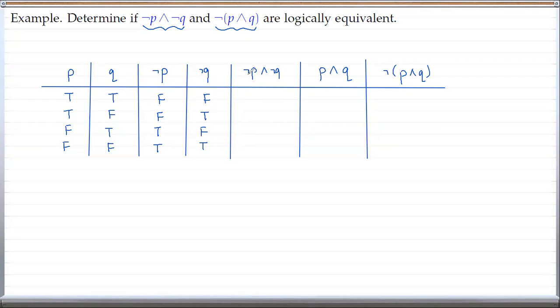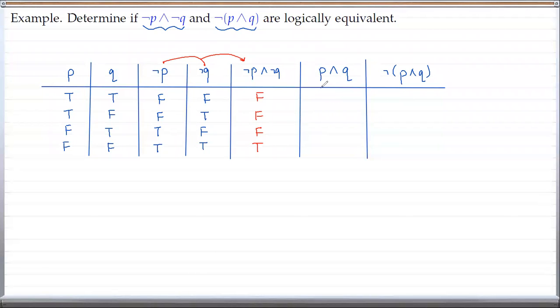So now we can find not P and not Q. That will be simply the combination of these two. Then we'll get this column. So false and false is false. False and true is false. True and false is false. True and true is true. These are the truth values for not P and not Q.